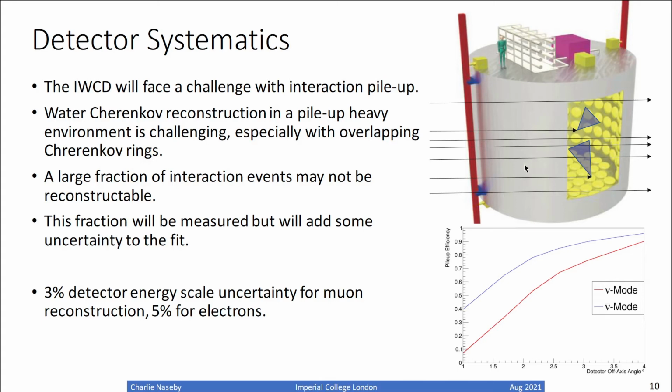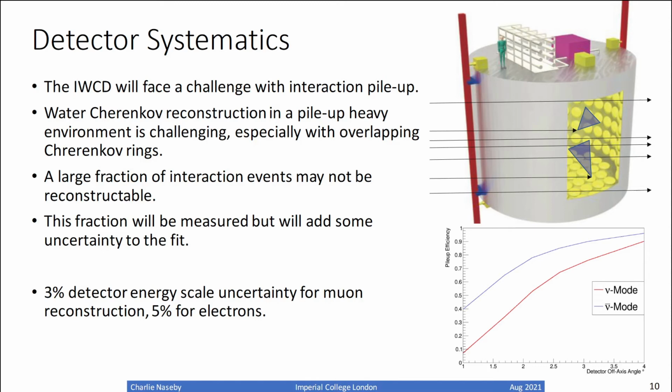Since the probability for multiple interactions depends upon the neutrino flux, there's a strong dependence of off-axis angle on the pileup. So, for example, closest to the center of the neutrino beam, where the flux is highest, only a small proportion of events we expect to be reconstructible, whereas further away from the center of the beam, the flux is lower, and so a greater proportion can be reconstructed.